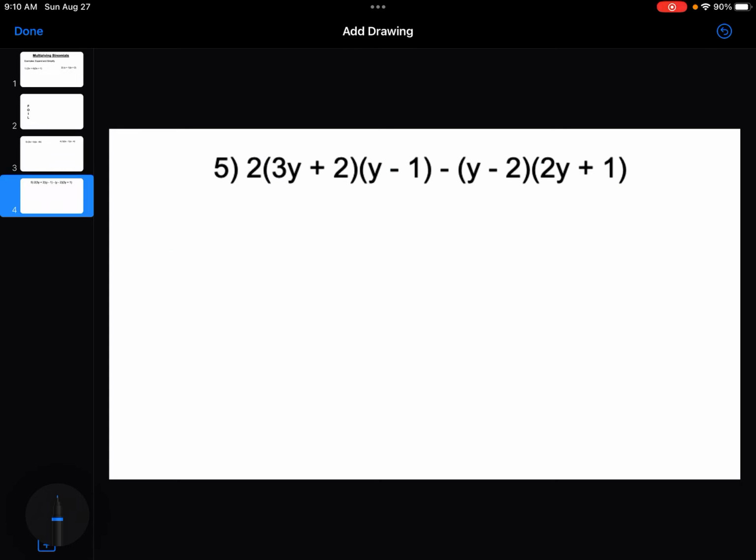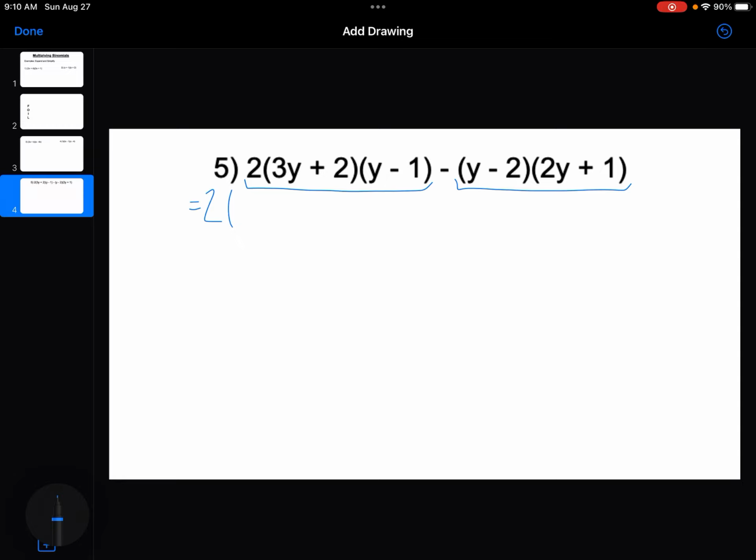Looking at this last question, we've kind of got that same concept that we just looked at, and then we're subtracting another binomial times a binomial from it. So I'm going to work through this slowly in a bunch of steps. I'm going to consider this part of the question and this part of the question separately, and then I'm going to put them all together.